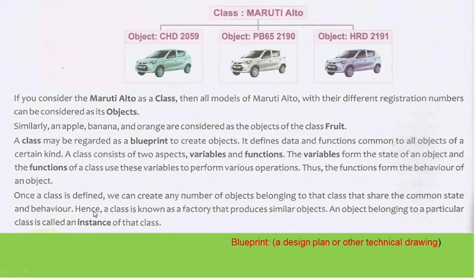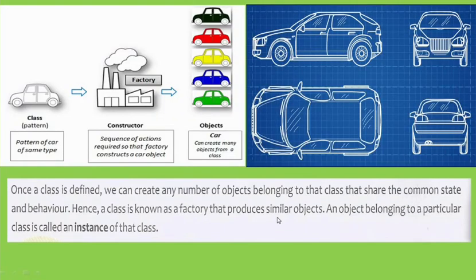Now let me explain this particular line. A class is known as a factory that produces similar objects. Now see students, look at this very carefully. Now let's talk about the real world. Okay, in the real world, suppose you go to a factory. Or suppose you have a factory, it's your factory.